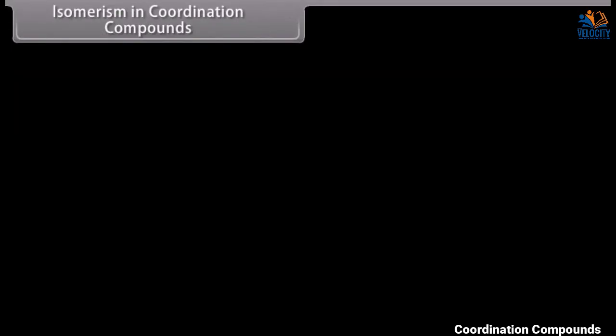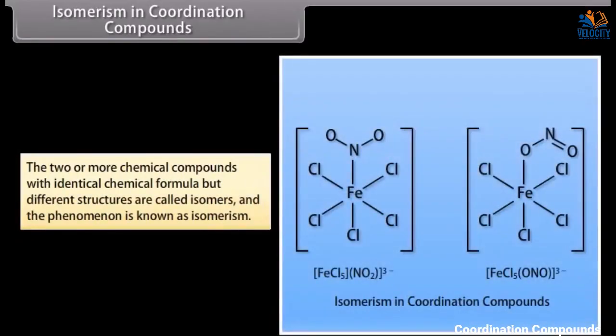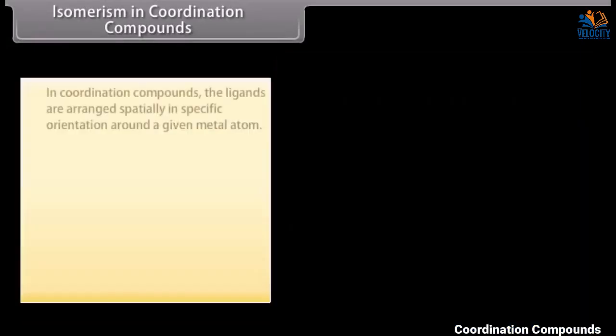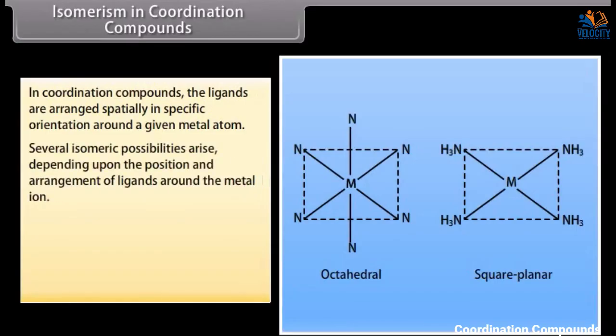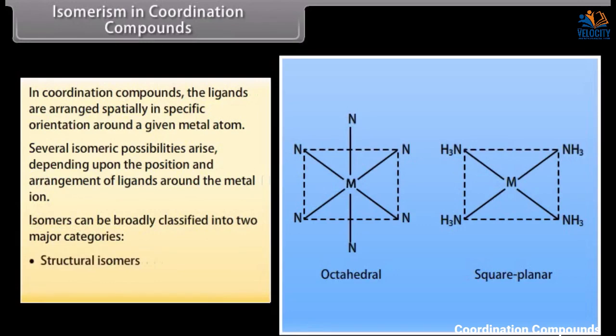Isomerism in coordination compounds. Two or more chemical compounds with identical chemical formula but different structures are called isomers, and the phenomenon is known as isomerism. In coordination compounds, the ligands are arranged spatially in specific orientation around a given metal atom. Several isomeric possibilities arise depending upon the position and arrangement of ligands around the metal ion. Isomers can be broadly classified into two major categories: structural isomers and stereoisomers.